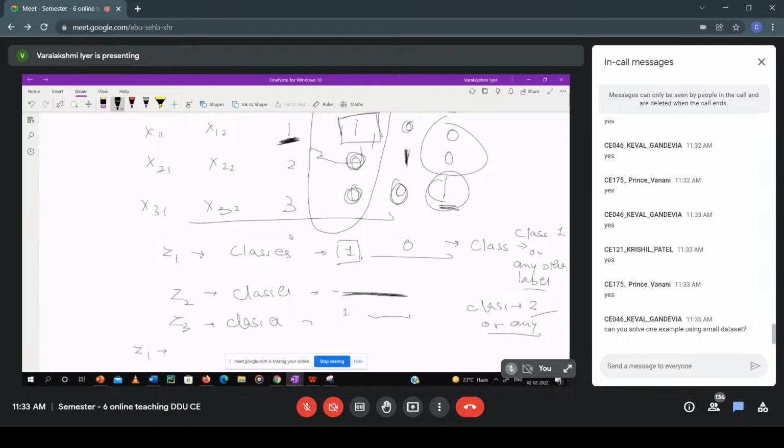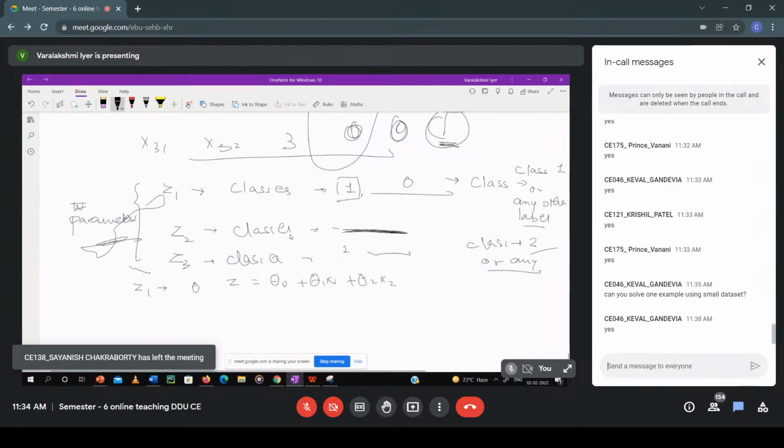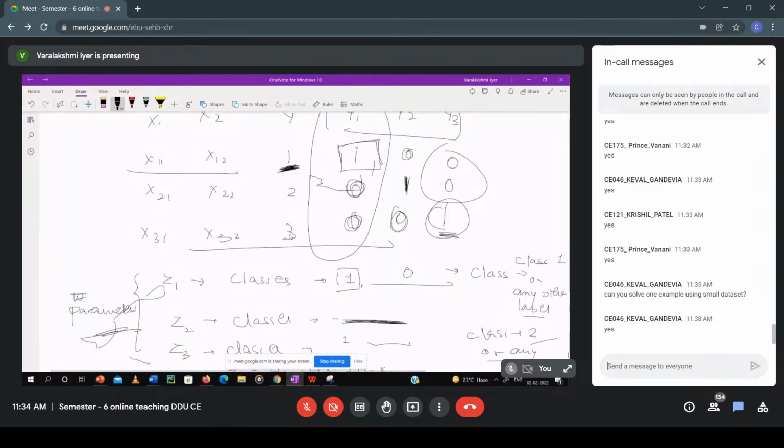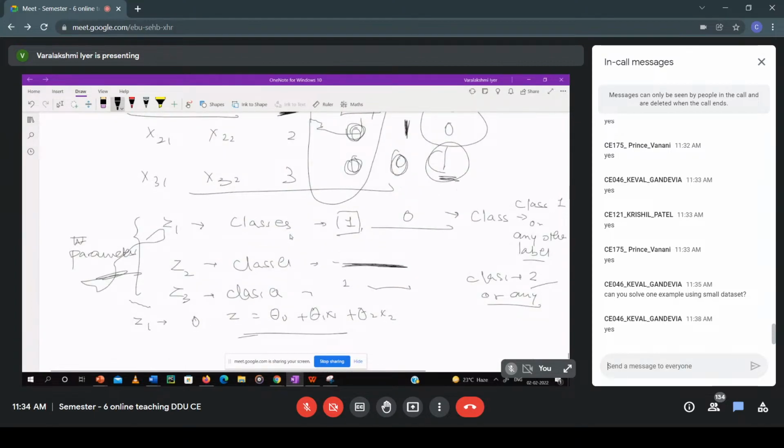For example, the overall Z equation will be theta 0 plus theta 1 x1 plus theta 2 x2. But for each Z, we'll be having different parameters. We'll be estimating different parameters. Yes or no? Since you are actually estimating different y's for each of the particular classes, that's why you will be having different parameter values in each of the z1, z2.